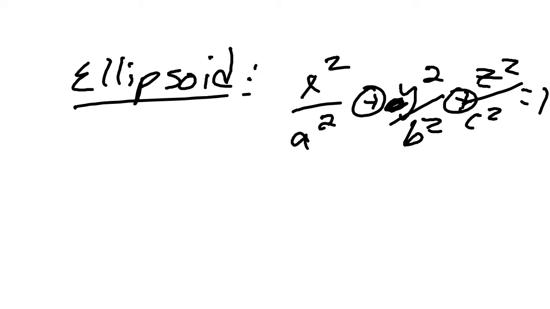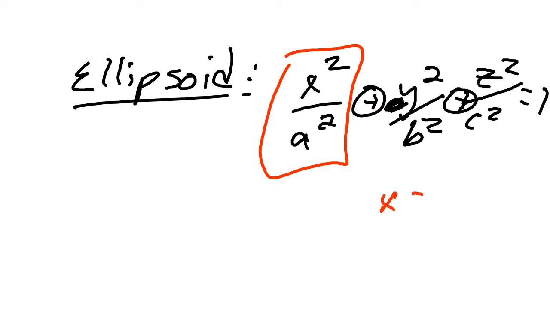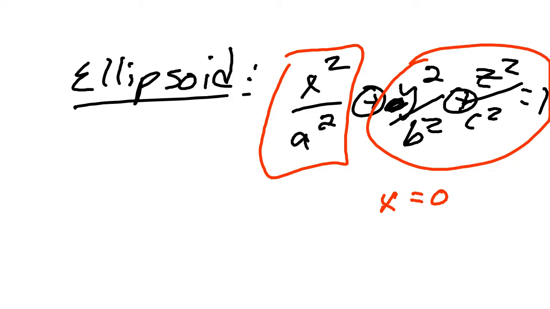Once again, if I want, I could say, let x be 0, and if x equals 0, what's the cross section of what's left? Well, I end up having an ellipse because I get y squared over b squared plus z squared over c squared equals 1, multiply through by the least common denominator. Anyway, this ends up being an ellipse. And similarly, I could do that with the others. Let me just write that down. That's an ellipse.